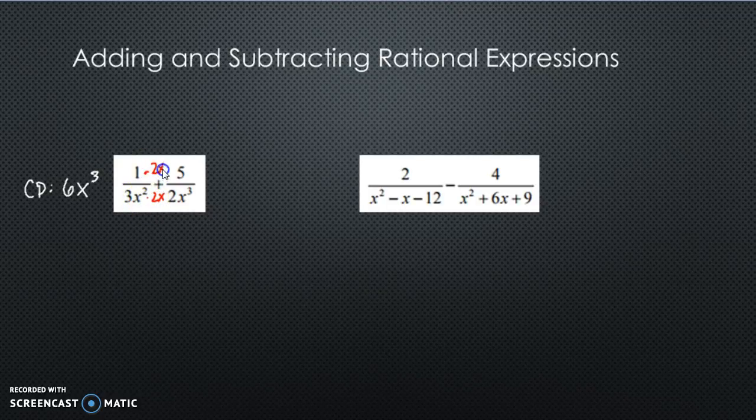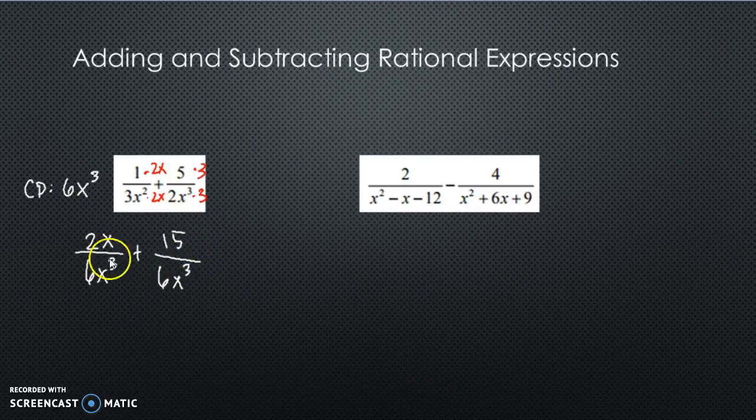And whatever I do to the bottom, I have to do to the top. And then to get 2x cubed becomes 6x cubed. My x's are good to go, so I'm just missing the 3. And again, whatever I do to the bottom, I have to do to the top. So 1 times 2x is 2x. All right, and then I have the 6x squared, my common denominator on the bottom, plus 5 times 3 is 15. And then my common denominator is 6x cubed.